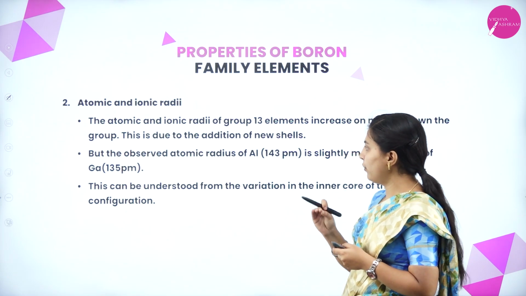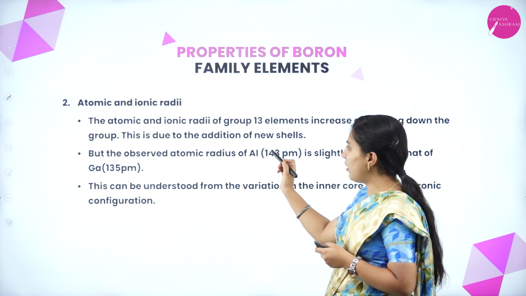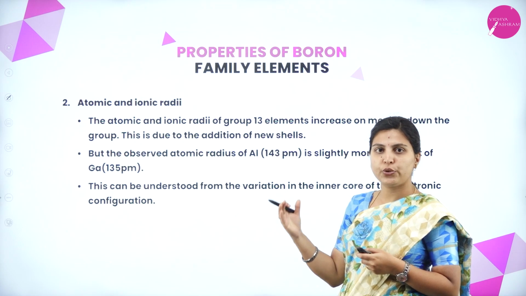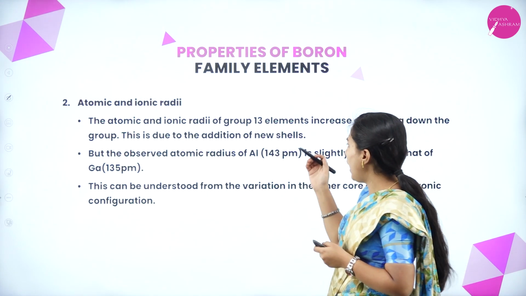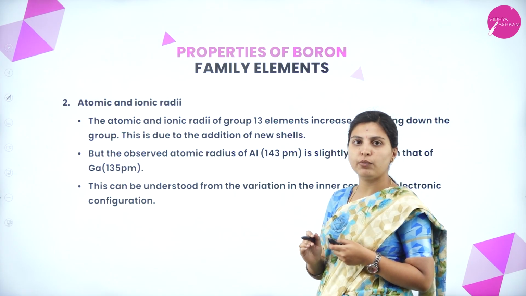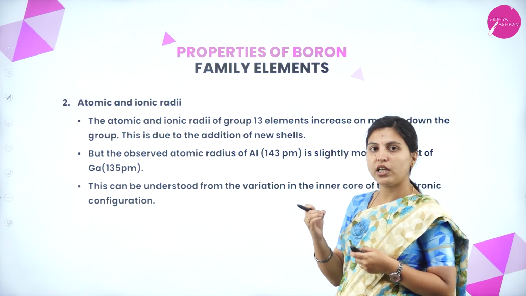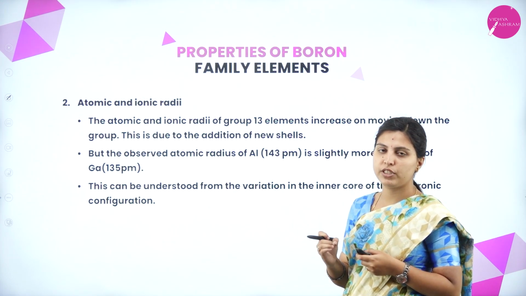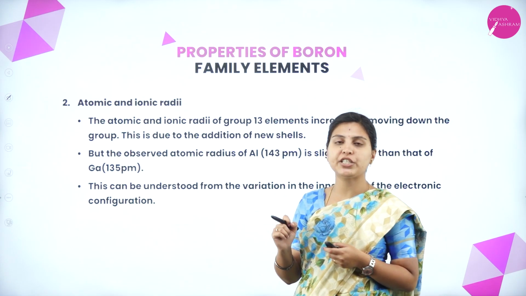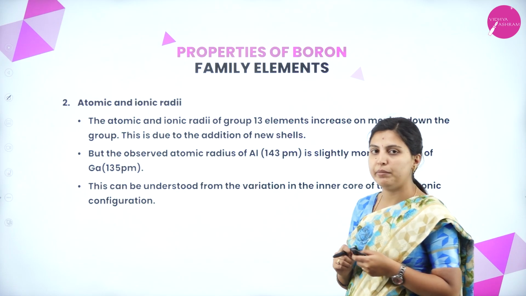We know that after aluminium, gallium is present. Its atomic size should be more, but aluminium has 143 picometer and gallium has 135 picometer. There are some changes which are not according to the periodic trends followed in the periodic table. This is due to the variation in the inner core electronic configuration of p block elements.